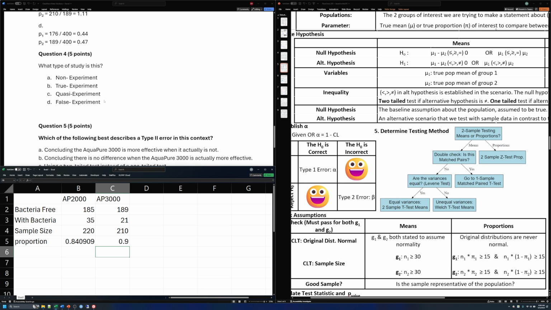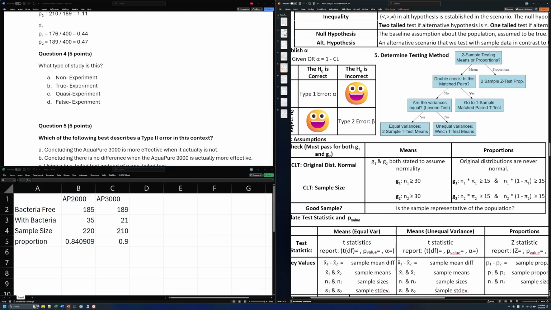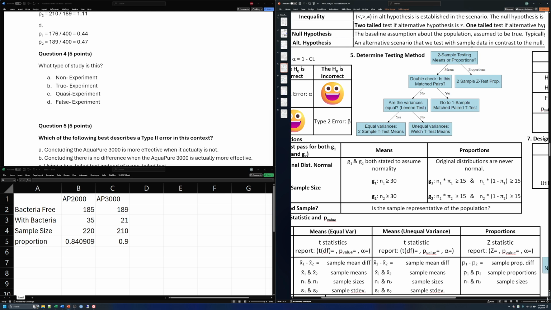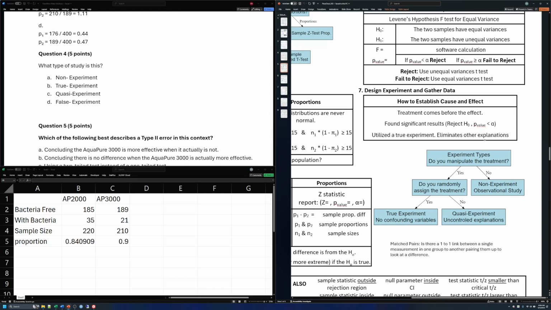All right, let's keep on going down. What type of study is this? So this question in our flowchart is asking, do we have a true experiment, a quasi-experiment, or just an observational study? The key thing here, the first question that we need to ask, is do we manipulate the treatment? That means, do we randomly gather a bunch of homes and tell them, hey, we are going to give you the AquaPure 2000 or the AquaPure 3000, like we are going to make you do this? Or do we just say, what are you using and do you have bacteria? That's the observational side.